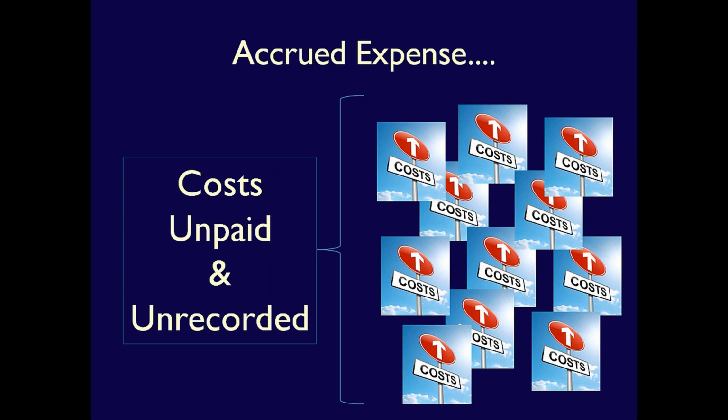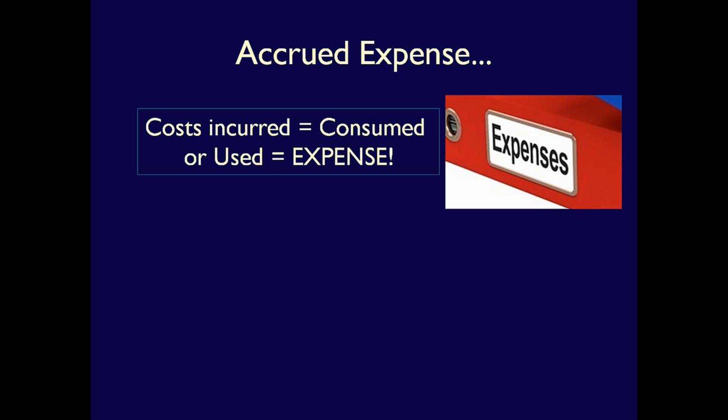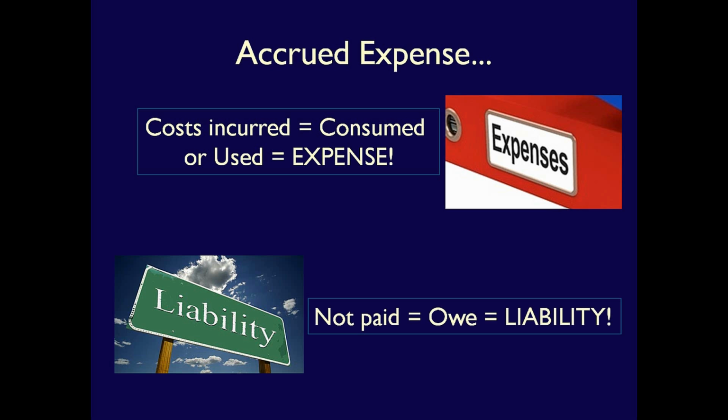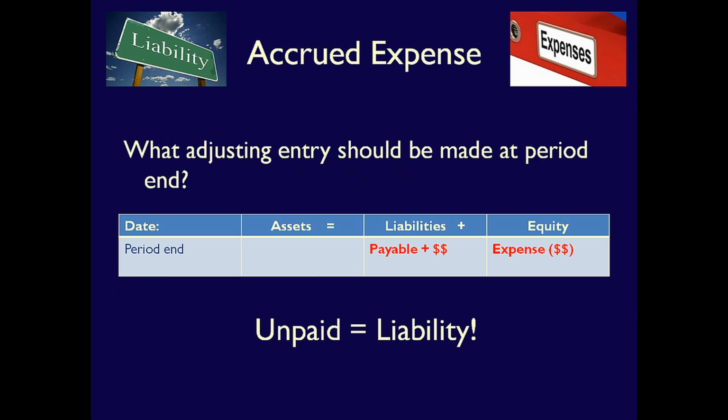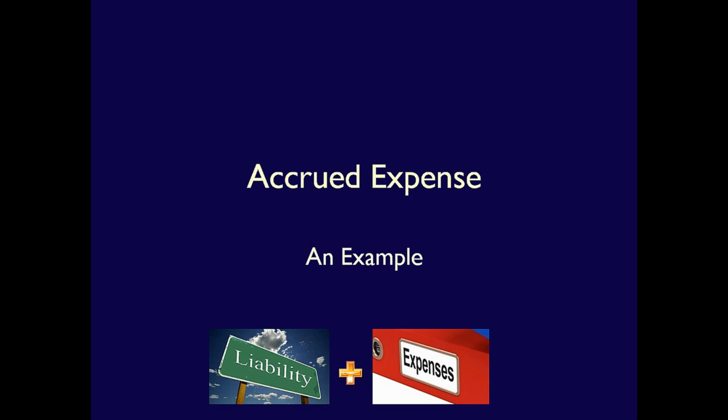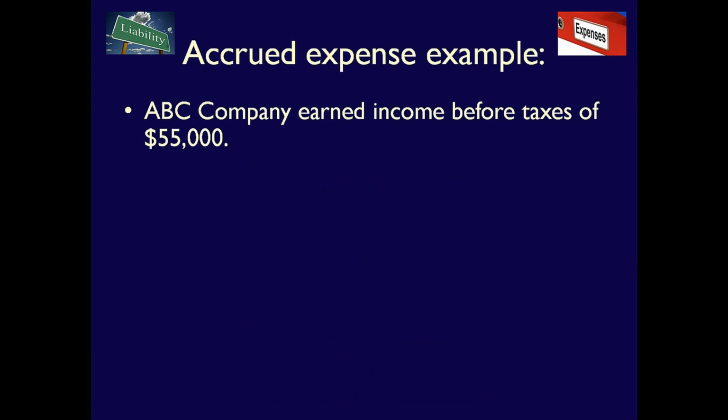So, at period end, what are we going to do about these costs that we've incurred but not recorded or paid? Costs incurred means we consumed or used something, so we have to expense it. Not paid means we owe somebody, so that's a liability. At every period end, we'll recognize the expense that is incurred but not recorded and the liability that is owed because we consumed something without paying for it yet. Let's do an example to solidify our understanding and actually see the entries that impact the accounting equation.